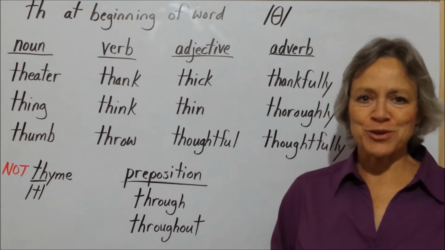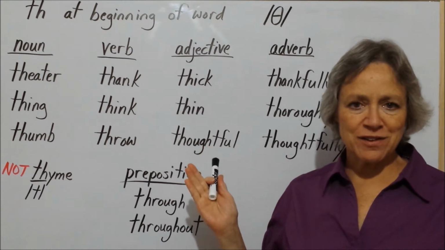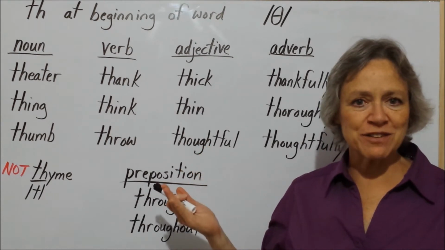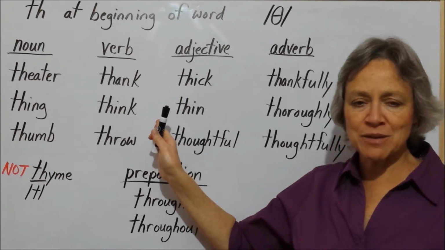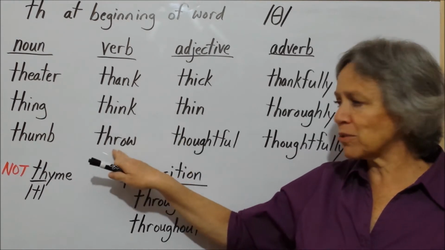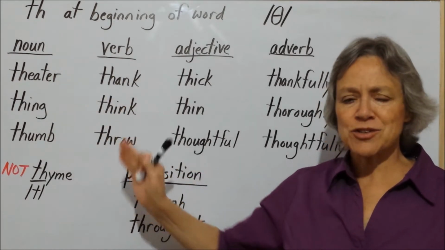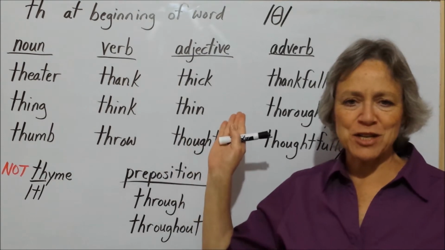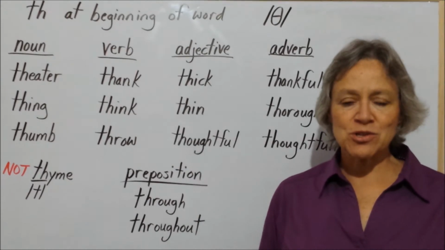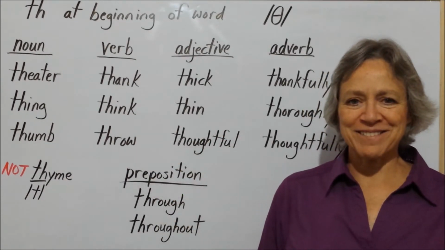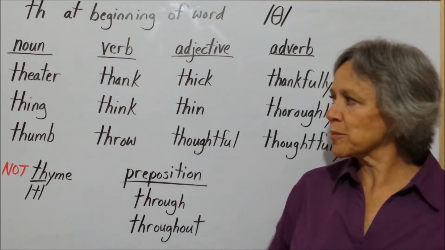Let me pronounce these for you, okay? Oh, by the way, the part of speech of a word can change. A word can be used in different ways. So just because I have these three words in the verb column does not mean that they're always verbs. For example, the word throw can also be a noun, okay? The word thumb can also be a verb. So these are not the only parts of speech that these words can be. I just chose to put them in these categories, okay? All right, let me pronounce these now for you, and listen for the voiceless TH, please.